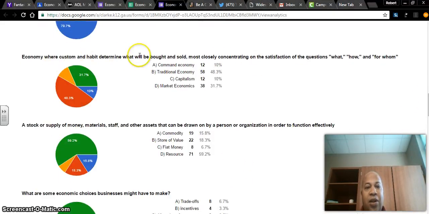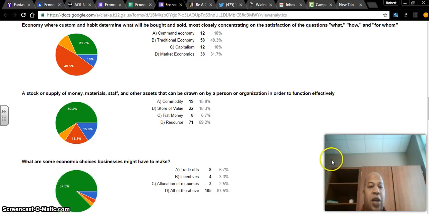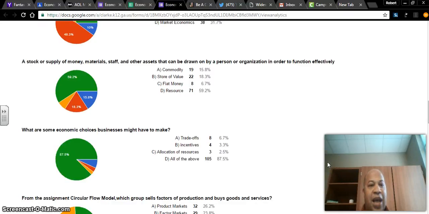Keyword: custom and habit. Custom and habit, traditions. Do you see how those context clues are in there? Some of you are waffling again. Again, we talked about deer hunters, Maasai tribesmen, those type of things. A stock of money, supply, staff, other assets, let's see, is a resource. We've talked about human resources. We've talked about capital resources. Those were in your starters. We're on week 9 right now, and some of you are still just going back and forth.